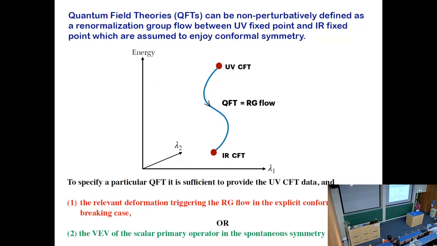In modern language, we understand quantum field theory to be a renormalization group flow between two fixed points, the UV and IR fixed points, which enjoy conformal symmetry. So this is a rough picture of quantum field theory. It's nothing but an RG flow, and we start from a UV CFT and can trigger the RG flow by deforming the theory by some relevant operator, which breaks the conformal symmetry explicitly, or we can give some vacuum expectation value to one of the scalar primary operators of the CFT, which is the spontaneous symmetry breaking case. This is the setup in which we want to think about quantum field theory.